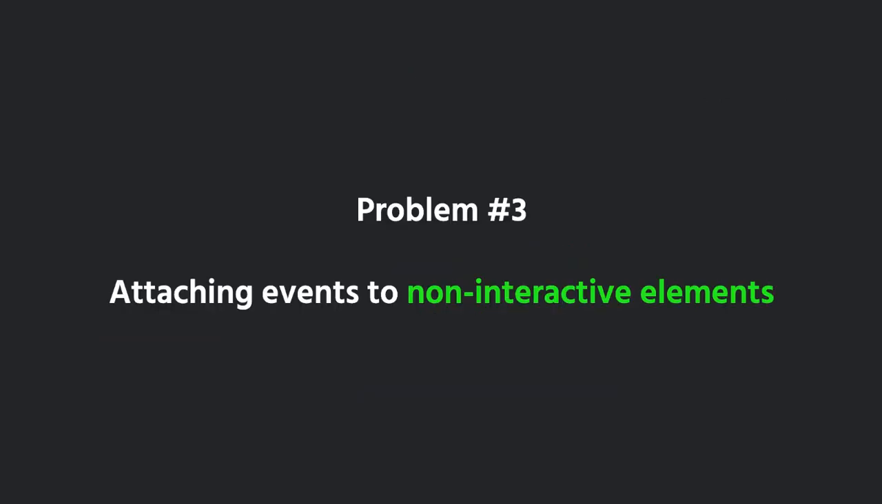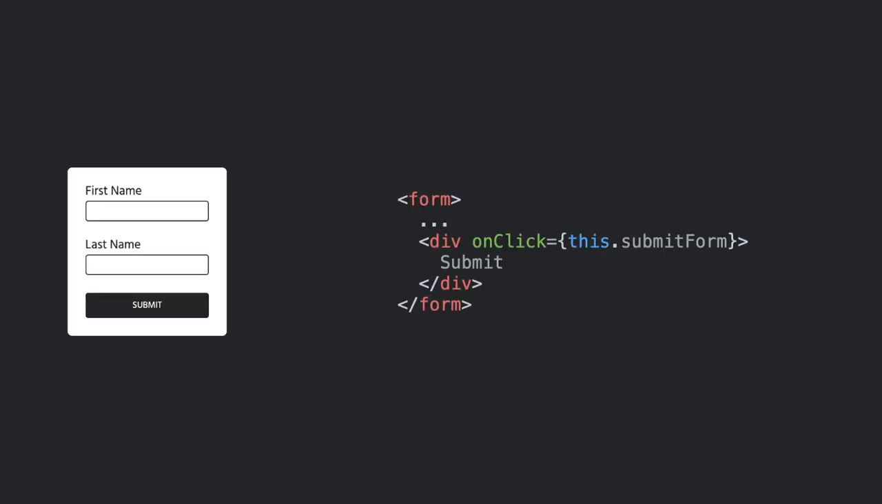So problem number 3 is attaching events to non-interactive elements. I think this is a really common problem that comes from using reactive frameworks like React and Vue and Angular, because those frameworks make it very easy to attach an event to basically any element that you want. So this form, for example, looks correct to anybody, and this submit button will work because it's attached an onclick function to this div and made it look like a button.